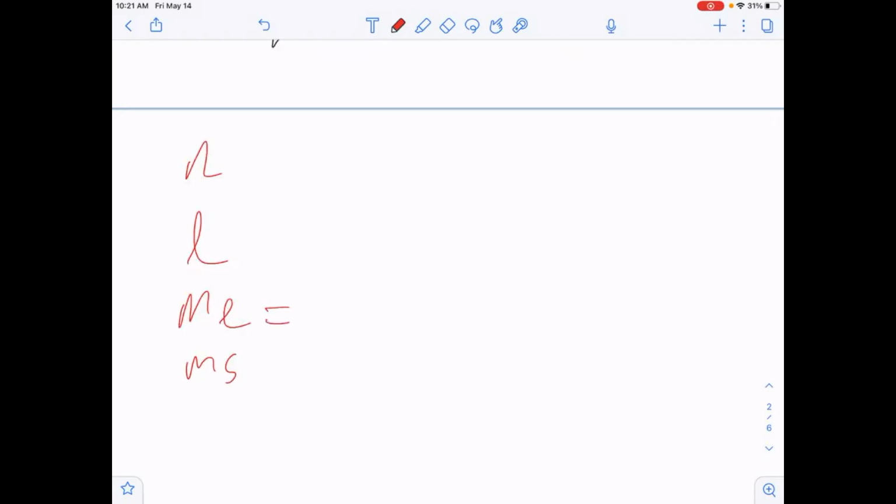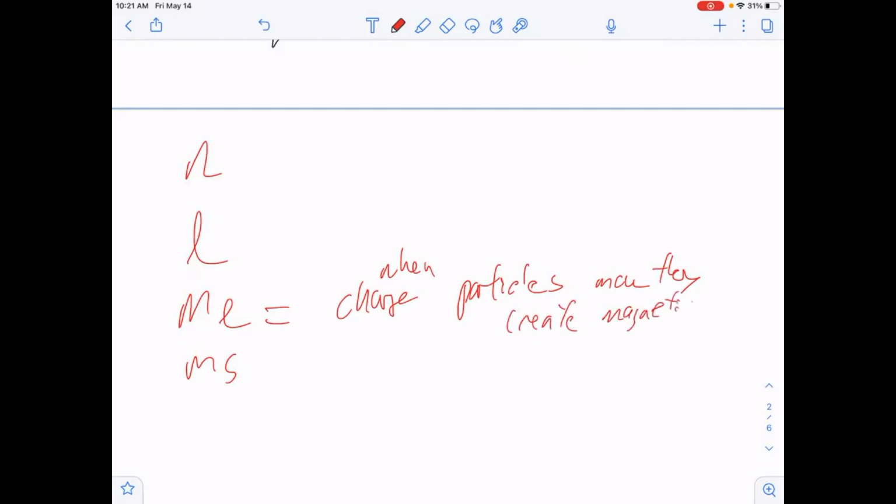The magnetic quantum number: when charged particles move, they create magnetic fields. We know the electron appears to be spinning, right? That's what spin is. The electron appears to be spinning. The magnetic quantum value, M subscript L, is the magnetic quantum value.